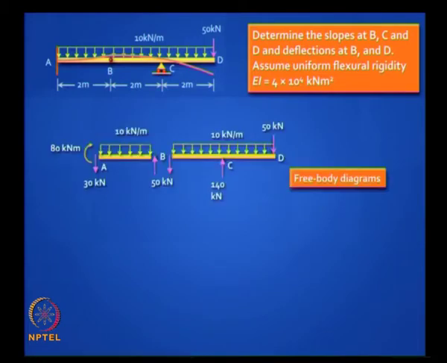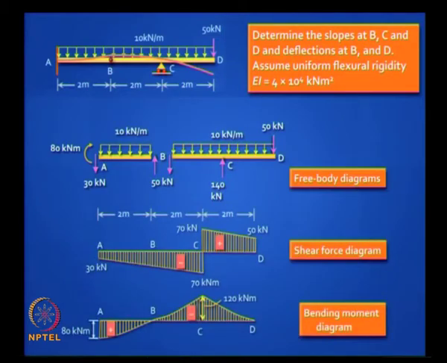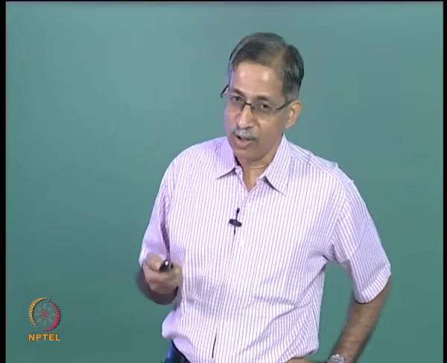Draw the free body diagram. It is easy to analyze once you separate out the parent and the child. You can draw the shear force diagram, you have got the bending moment diagram. Then what do you do? That is the loading diagram for the conjugate beam. That divided by EI is the loading diagram on your conjugate beam.